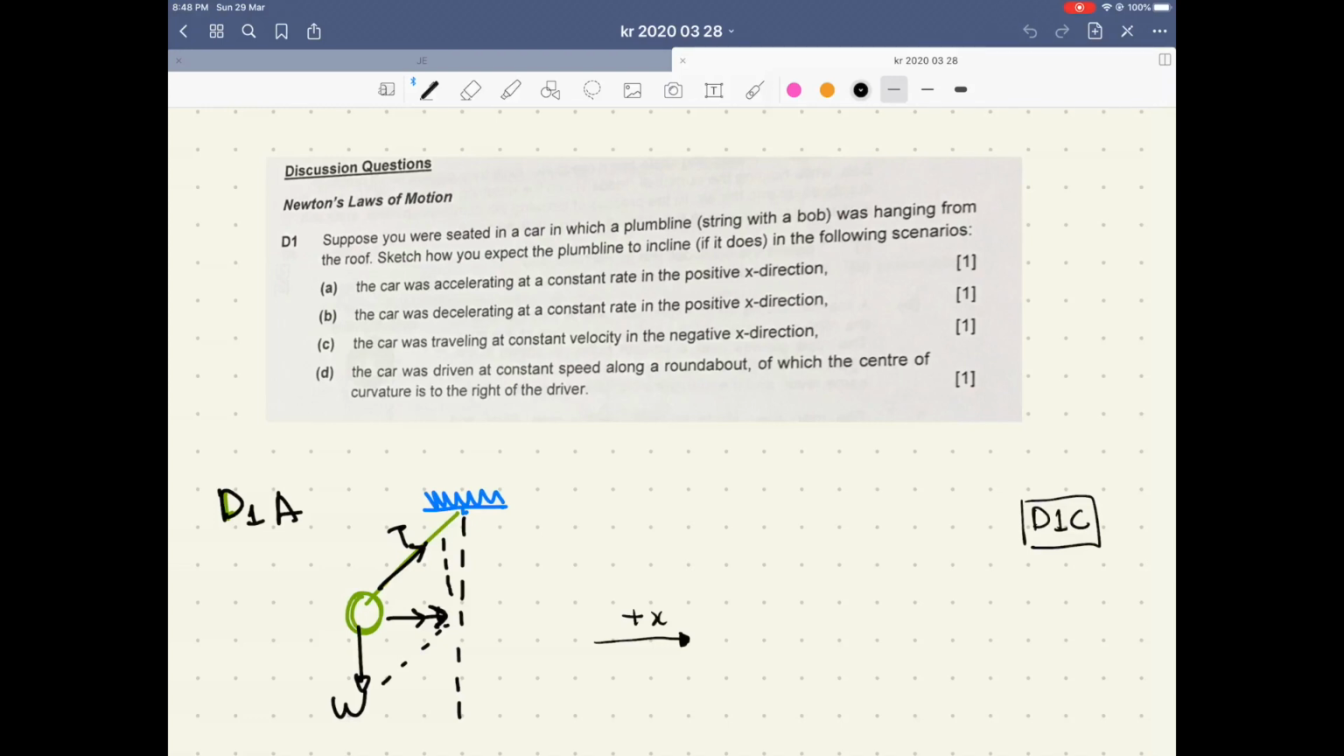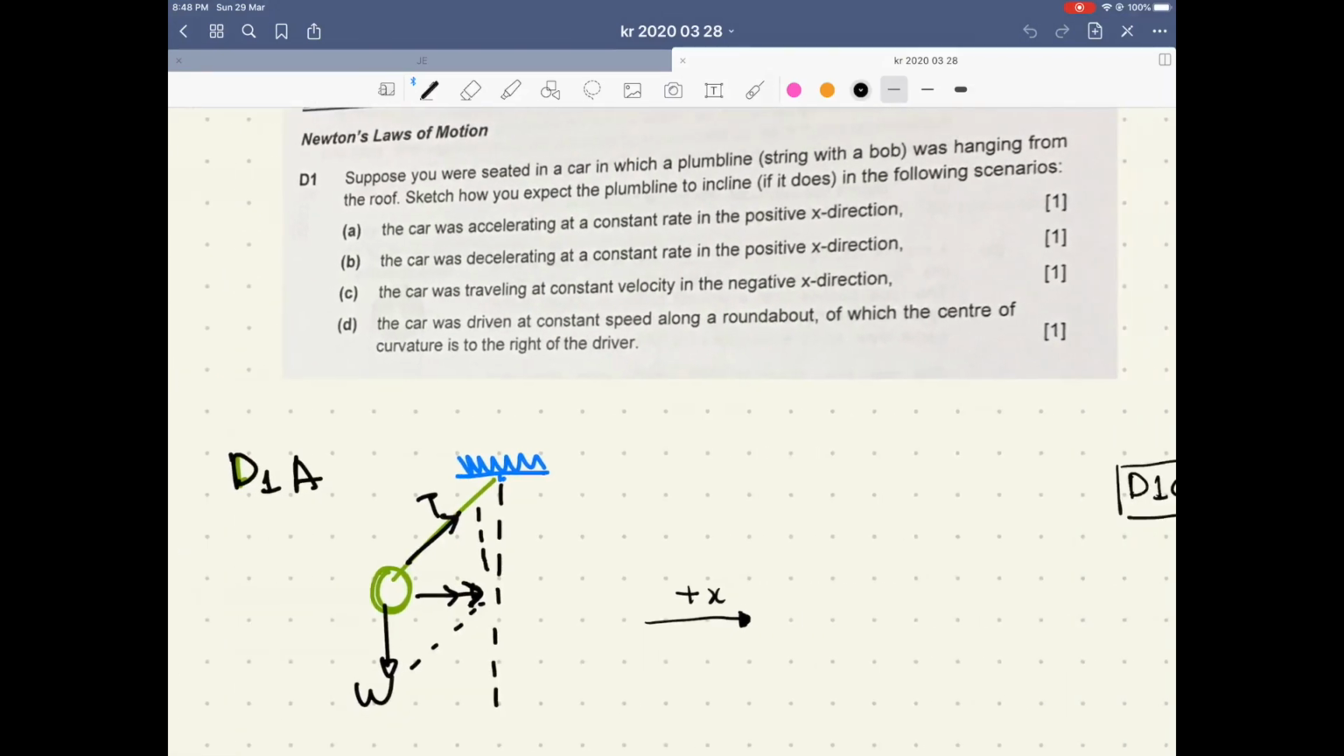Suppose you were seated in a car in which a plumb line, and a plumb line is a string with a bob, was hanging from the roof. Sketch how you expect the plumb line to incline, if it does, in the following scenarios. Okay, question A. The car was accelerating at a constant rate in the positive x direction.